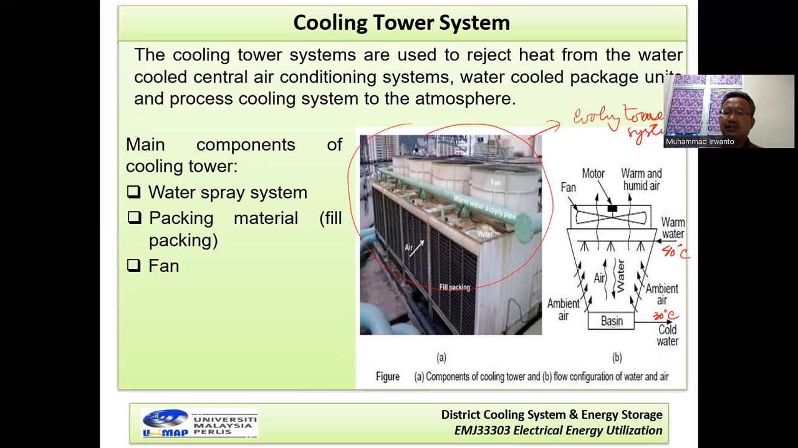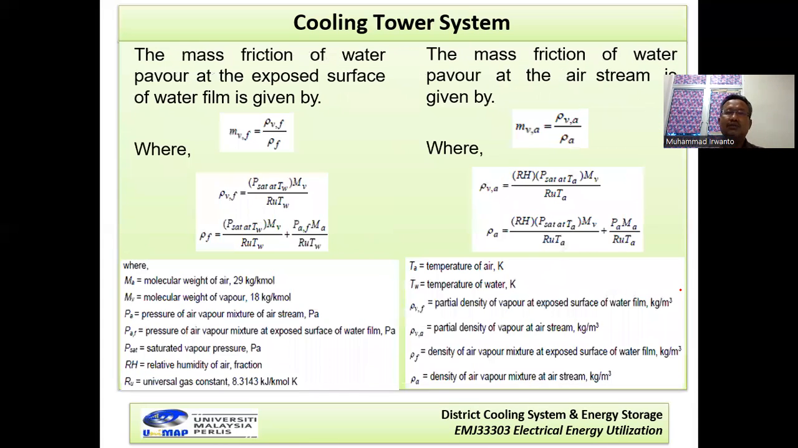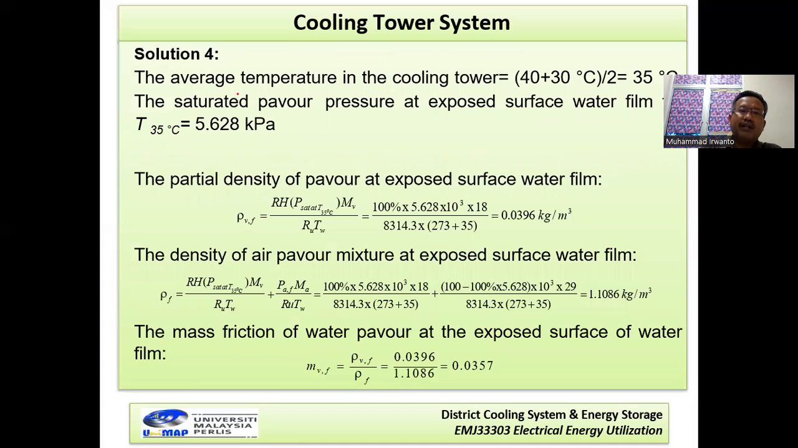Because there is a difference between the warm water at 40 degrees Celsius and the cool water after it is collected in this basin, we have the average temperature. It is 40 degrees Celsius plus 30 degrees Celsius divided by 2. Now for the solution, the average temperature in the cooling tower is (40 + 30) degrees Celsius divided by 2, which is 35 degrees Celsius. This is the water temperature for the average value.